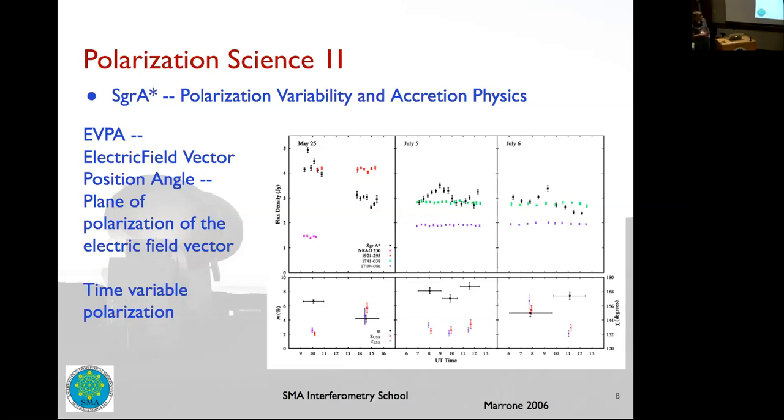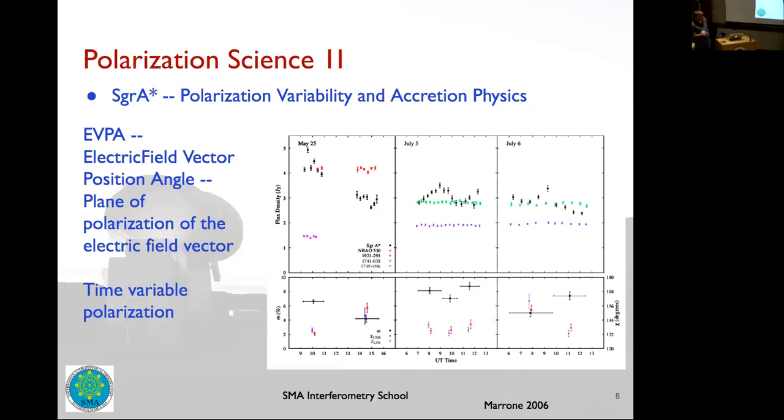And so typically when you measure in polarization, the quantity that you're looking for is the electric field vector, or the position angle or the planar polarization of the electric field vector. And that's what you try to measure. You measure other quantities like polarization fraction and things like that. And we'll discuss that later.